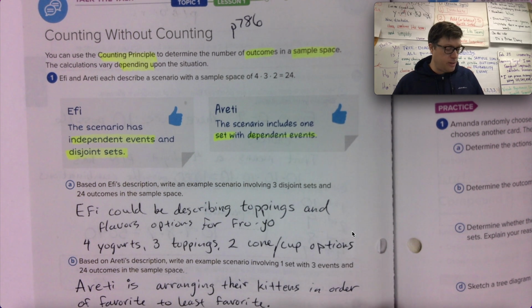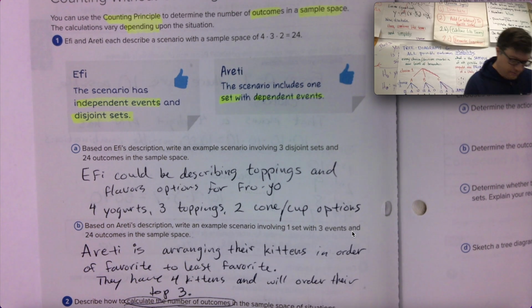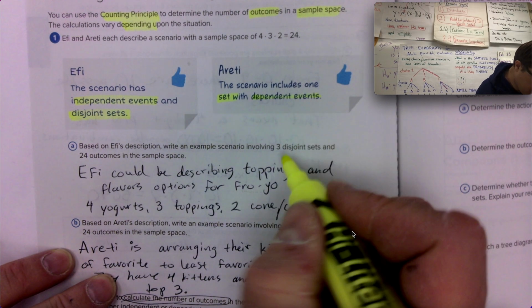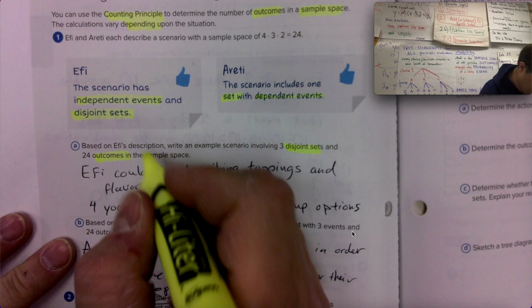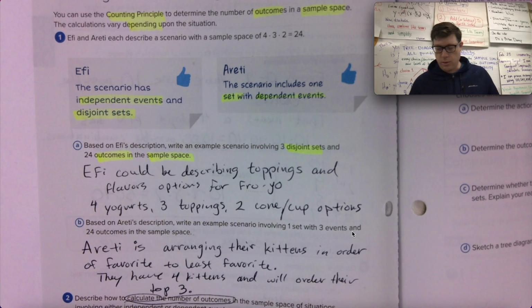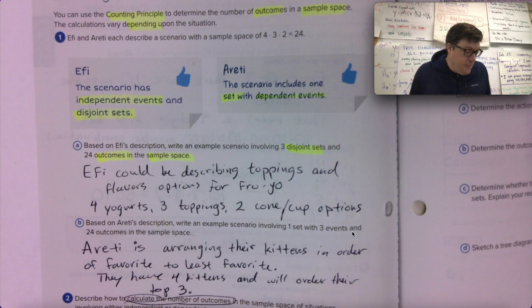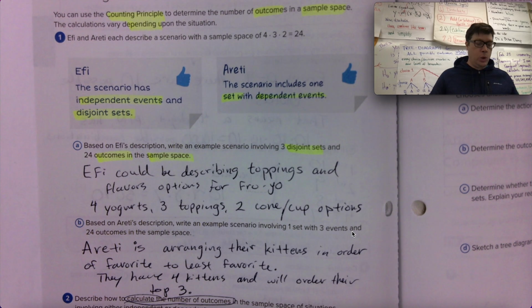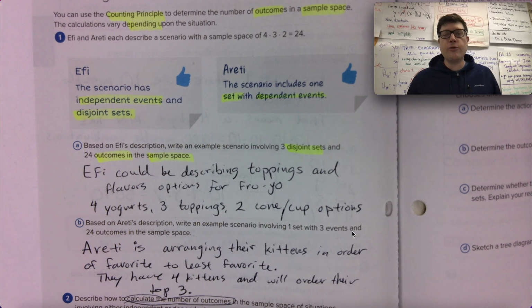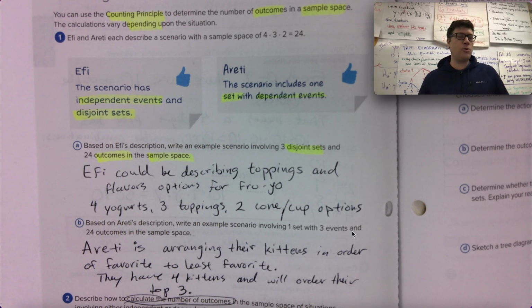Based on Effie's description, write an example scenario involving 3 disjoint sets. So vocabulary word. And 24 outcomes in the sample space. Every vocabulary word in this last lesson needs to be highlighted just to call attention to it. Well, I'm saying this: Effie could be describing toppings and flavor options for Froyo. 4 different yogurt flavor choices, 3 toppings, 2 cup options. Of course, that's my scenario.